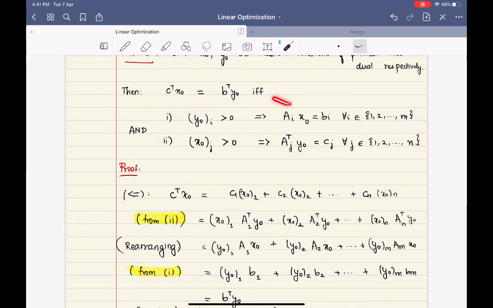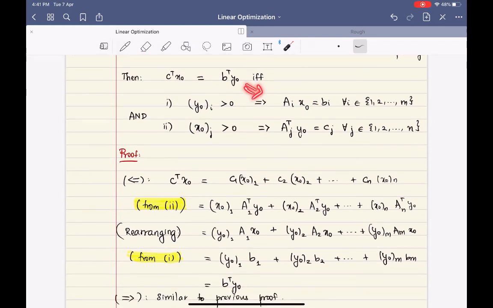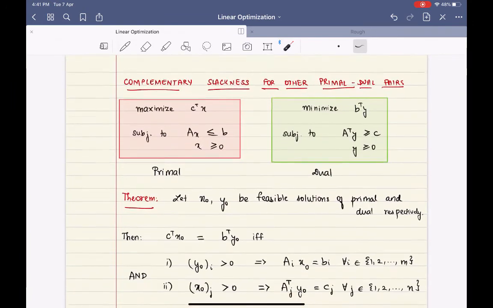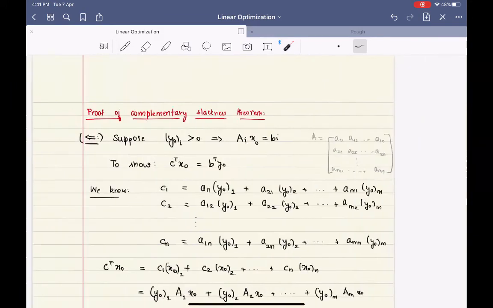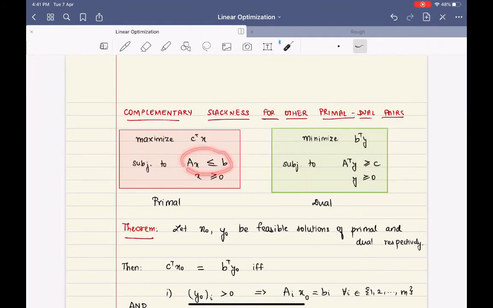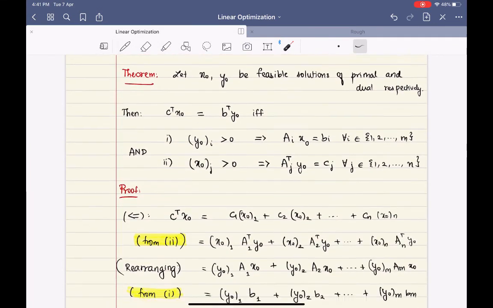This shows this direction, and for this direction you can employ a similar trick. This part will come by the same arguments as previously, except that you have to be careful about this sign. And for this thing, you write something similar to this system starting from the primal. I will leave that as an exercise.